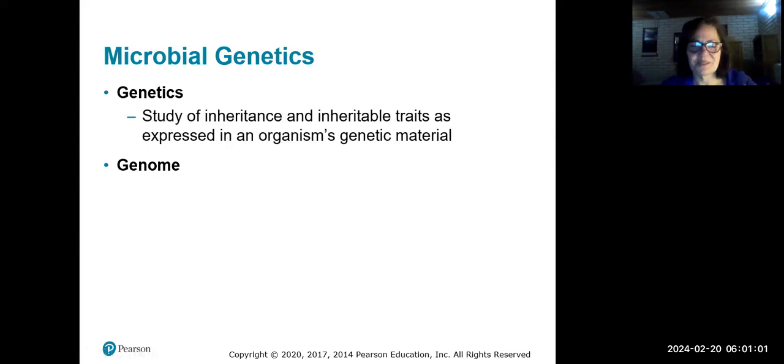This is the stuff we've been studying since Mendel, the study of inheritance and inheritable traits that are expressed in an organism's genetic material. So in eukaryotic organisms, we're always talking about DNA. In fact, in the prokaryotes, we're also talking about DNA. When we get to viruses, there are still some viruses that use DNA, but then there's another trick that some of the viruses can do.